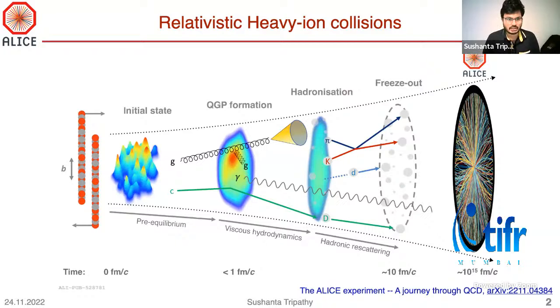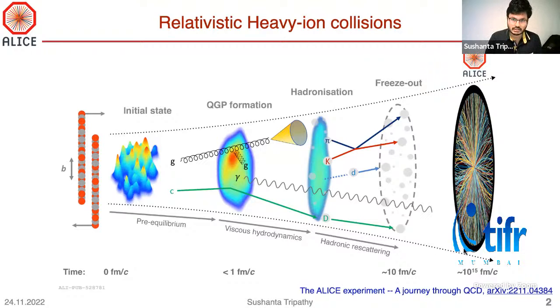Just to show the brief evolution of relativistic heavy ion collisions: we have two highly Lorentz-contracted nuclei colliding in ultra-relativistic heavy ion collisions. Then we have the formation of a deconfined state of quarks and gluons called the quark-gluon plasma. When the temperature cools down, we have hadronization and then finally the freeze-out. After the freeze-out, we detect the particles in the detector.